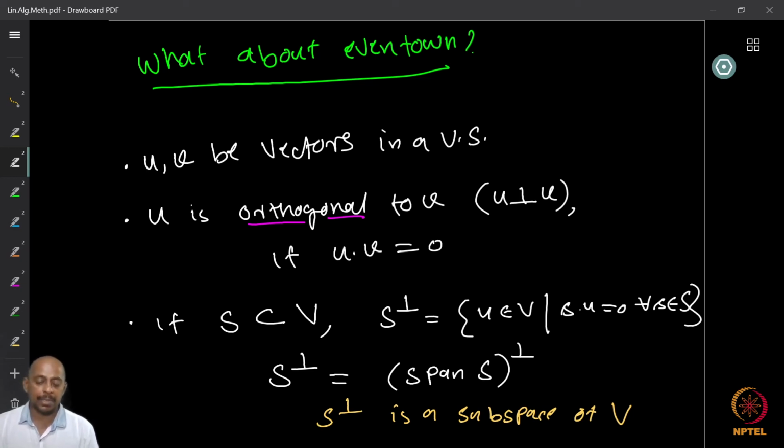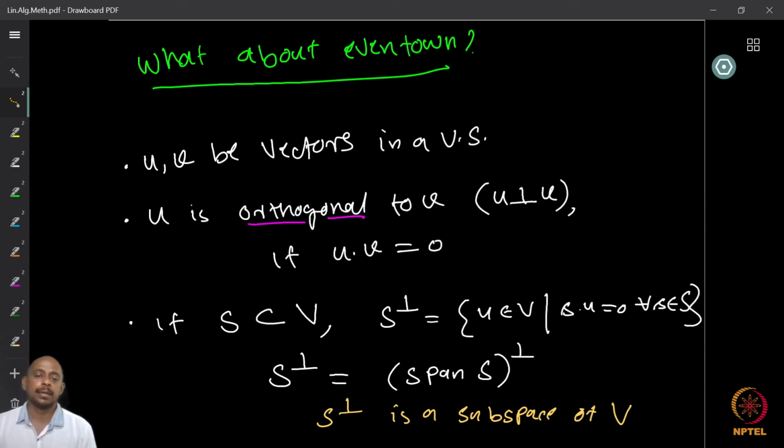Now, given any subset S of the vector space V, S perp is the set of all vectors u in V such that S dot u is 0 for elements in S. So for every element in S, we want S dot u to be 0. So collect only such vectors u with the property that for every element of S, its product with u will give you 0.